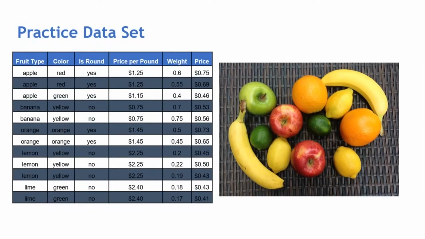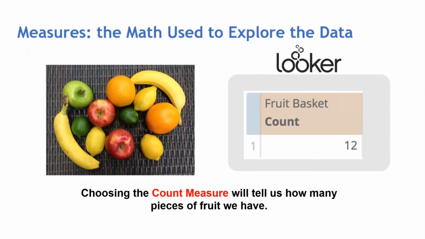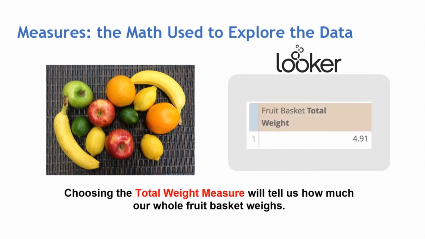Now we'll see what is measure. We have the same data set over here answering various questions, which is how many pieces of fruits are in the basket. Choose the measure count, which will tell you how many pieces of fruit we have. So if we pull out the count column, it will say 12. How much does the basket of fruit weigh? So we want to find out the total weight of the fruits in the total data set, so we will use the total weight, which is nothing but the summation of all the weight column from the measure from the data set. Total weight measure will tell you how much our fruit basket weighs.